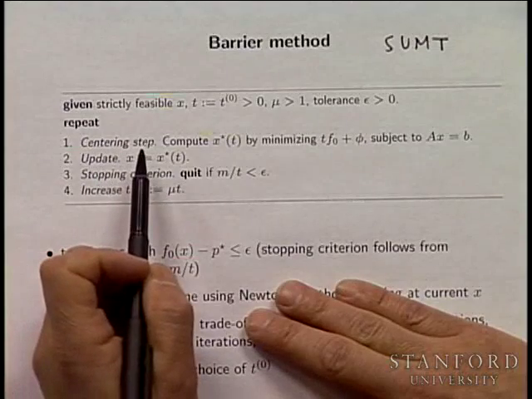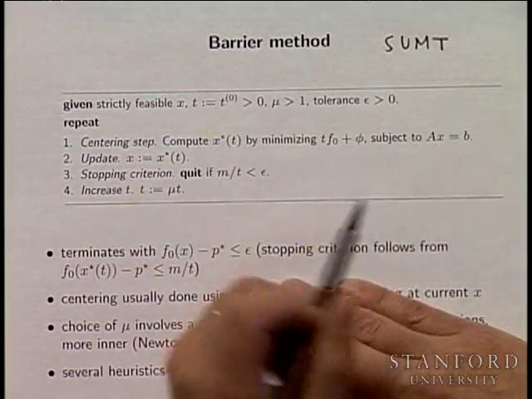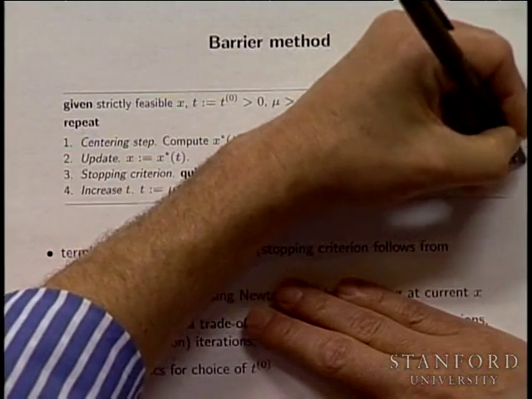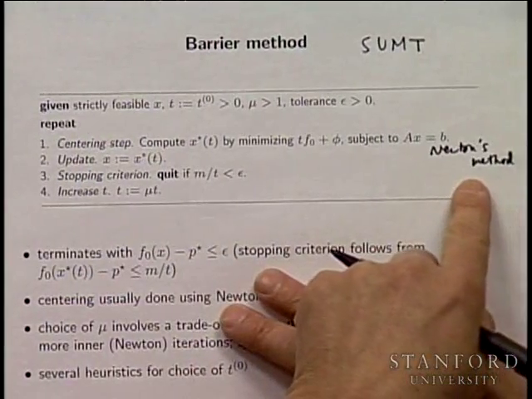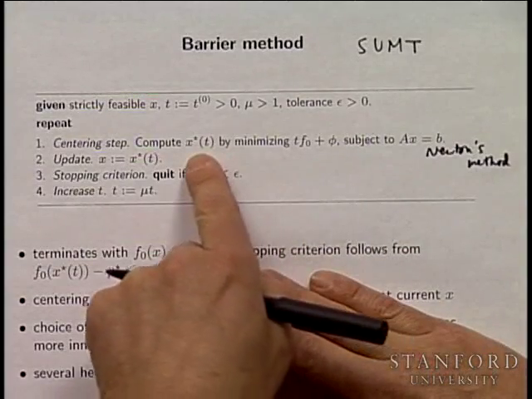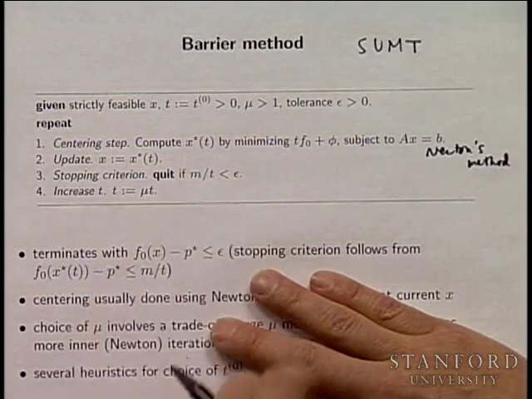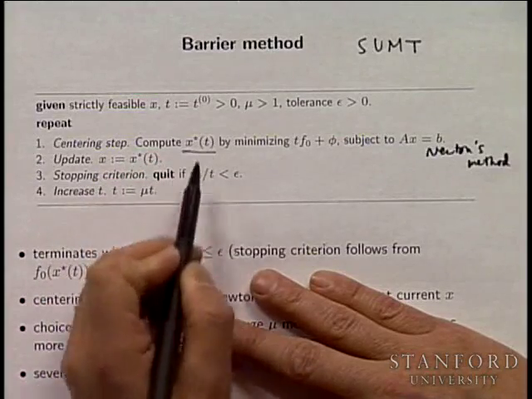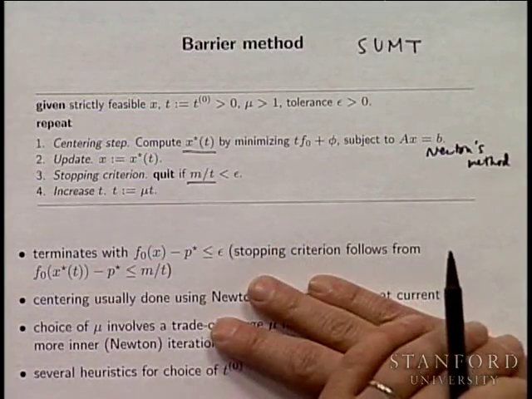You simply do centering steps. So you compute x star of t by minimizing this. And this could be using Newton's method. I mean, it doesn't really matter. But if you want a complexity method, and if you want this method to work well, you're going to have to use something like Newton's method here. Okay? So you do this. And you will start from the previous value, the previous x star found. Then you update x. Now, when you've computed x star of t, of course, your duality gap is exactly m over t. If m over t is less than your tolerance, you quit.